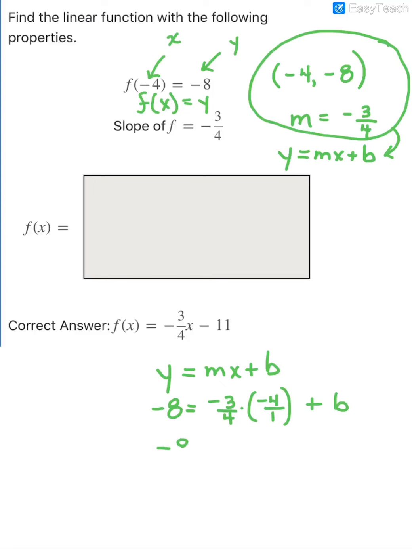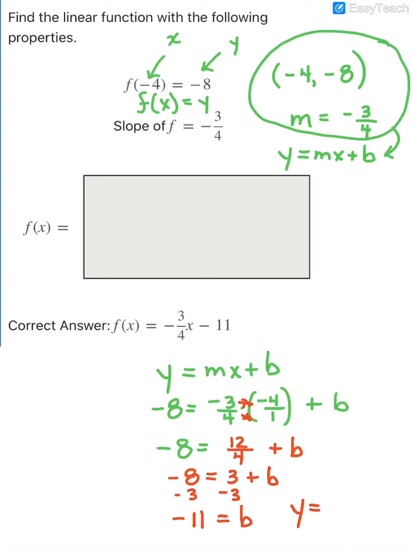So I have -8 is equal to, now when I multiply these fractions, I'm going to go straight across, top times top. And so -3 times -4 would be 12. And then bottom times bottom. So 4 times 1 would be 4. And then if I can simplify, do so, I know that 12 divided by 4 would leave me with 3. And then if I'm getting b by itself, I'll subtract 3 on both sides. And I'm left with a b value that is equal to -11.